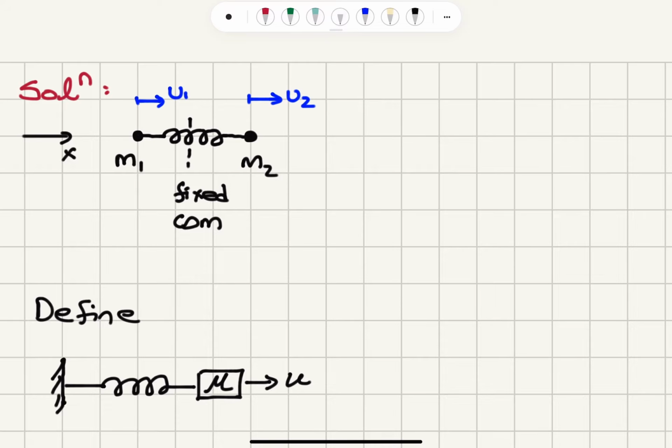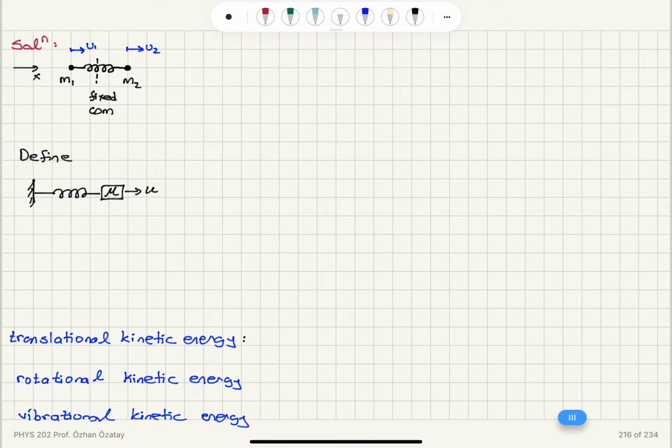So here is the hydrogen molecule, the two atoms with masses m1 and m2, which are the same. Now in this case we have no external force acting on this system. We have a fixed center of mass and we can define the velocity of m1, u1, with respect to the center of mass and the velocity of m2, u2, with respect to the center of mass. So this is approaching the center of mass. This is basically going away from the center of mass.